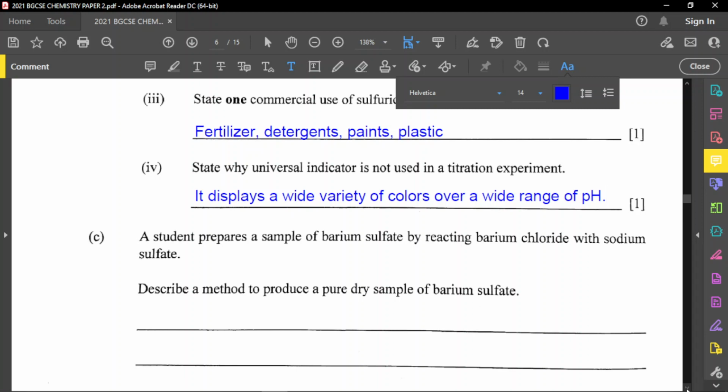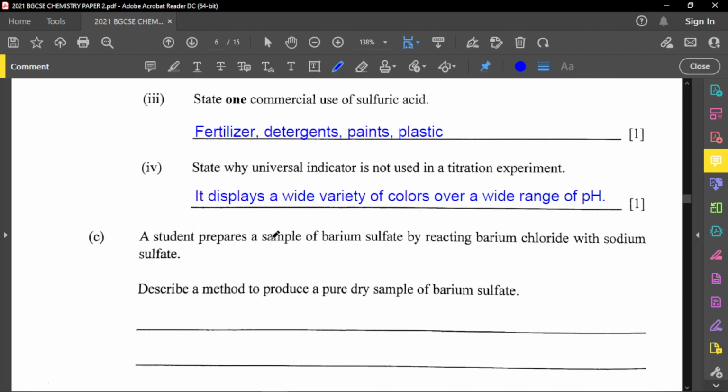So for part C, a student prepares a sample of barium sulfate, right? By reacting barium chloride with sodium sulfate. All right, so let me just quickly write this reaction here. So barium sulfate is formed, and they use barium chloride with sodium sulfate.